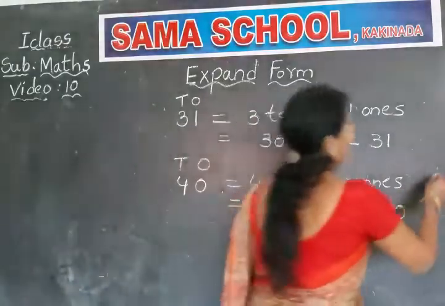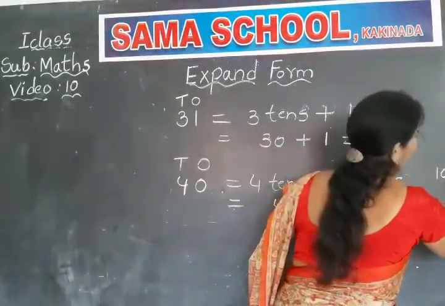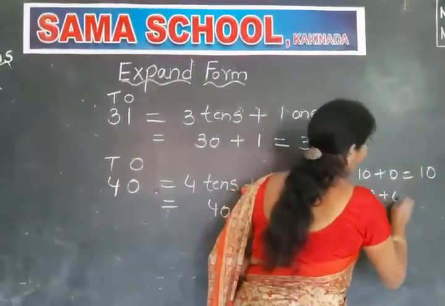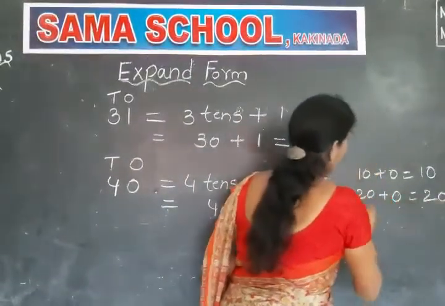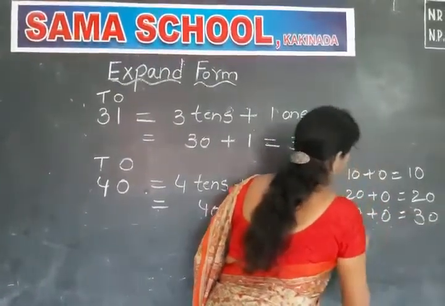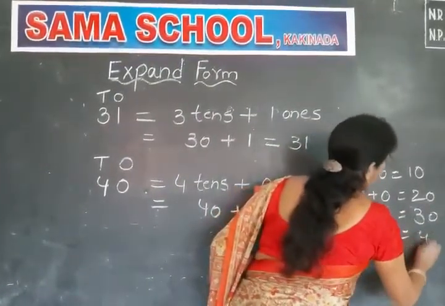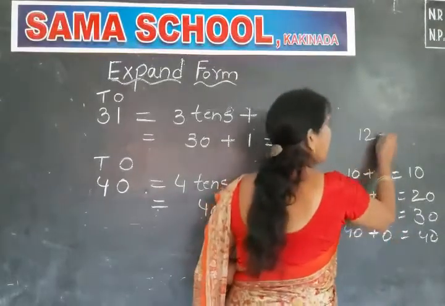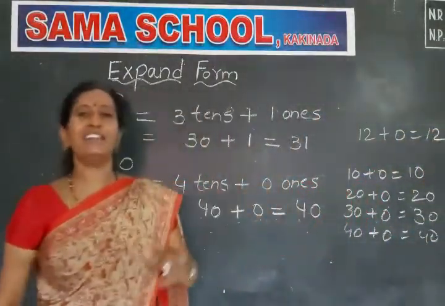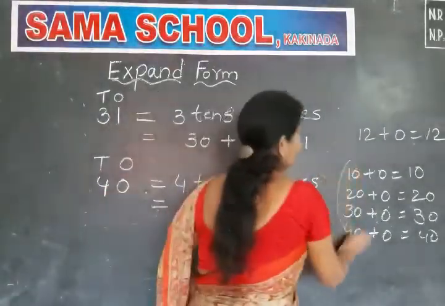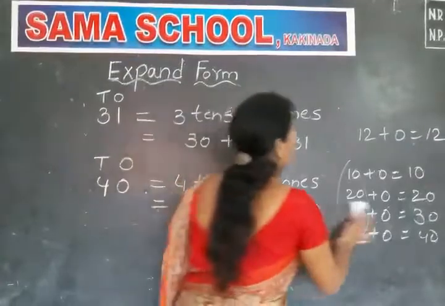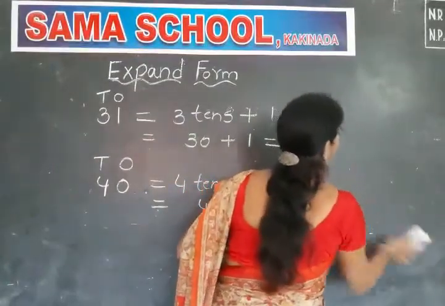See here, I'll give 10 plus 0. 10 only comes. 20 plus 0. 20. 30 plus 0. 30. 40 plus 0. 40. Next, 12 plus 0. 12. If any number you add 0, the same number will come. No children? So now here 40 plus 0, 40.